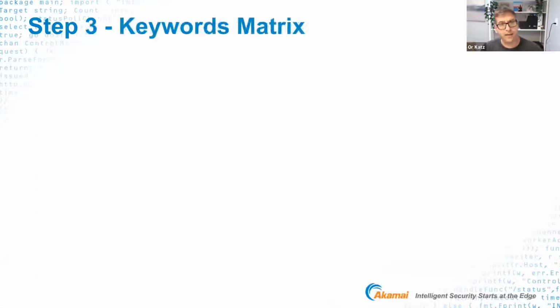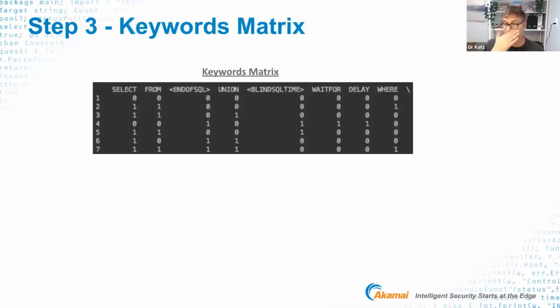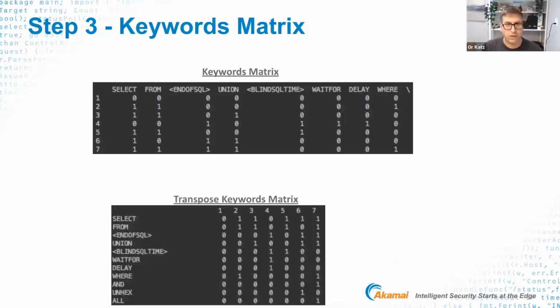Moving to step number 3, what we were doing is the matrix, right? Keanu Reeves style, but without Keanu. So the matrix is the following. What you can see here, there are 7 lines representing 7 different payloads. And in the columns, you can see the different keywords that we chose. And on each line, you can actually see whether a given keyword appeared in a given payload.